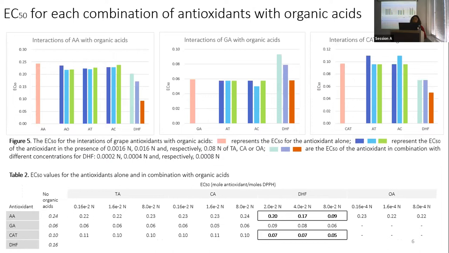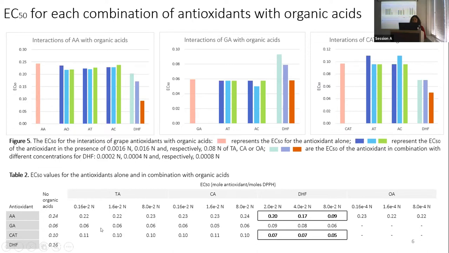Here you can see the efficient concentrations for each combination of antioxidants with organic acid tested. The results depicted in figure five are also described here in table two, and I want to draw your attention here. For example, ascorbic acid applied alone, with no organic acid, has an efficient concentration of 0.24, but by adding tartaric acid, citric acid, or oxalic acid, this value is decreasing. This means an enhancement of the antioxidant activity, especially in combination with dehydroxyfumaric acid, where the EC50 value is decreased from 0.24 to a minimum of 0.09.